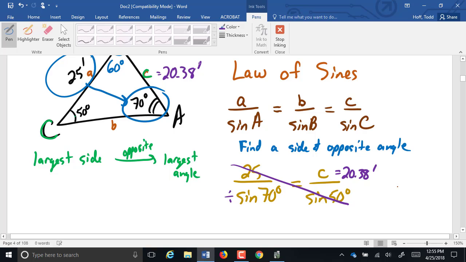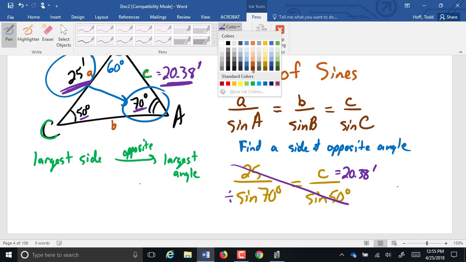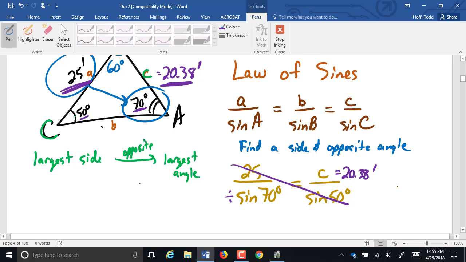Now let's just take a second to look at that and see if it makes sense. Does it make sense that this side would be shorter than this side? Well, is this angle smaller than that angle? Yes. Now before we find side B, before we do any calculations there, what do I know about the length of side B compared to those other two? It better be between them. Yes, because that angle 60 is in between them.